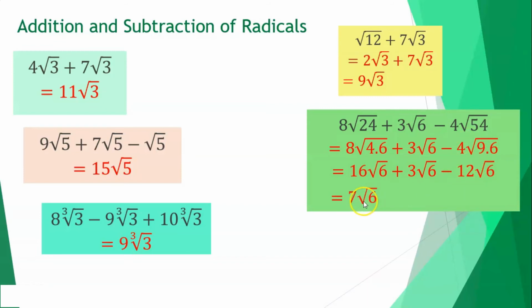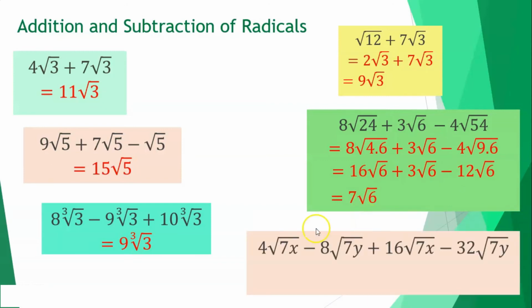So adding this, 16 plus 3 is 19, minus 12, that would be 7 square root of 6. Okay, last. 4 square root of 7x, it's the same with 16 square root of 7x. So you can combine 4 and 16, so that would be 20 square root of 7x. This one, negative 8 square root of 7y minus 32 square root of 7y. They're also like terms, so combining them, this will be our final answer.